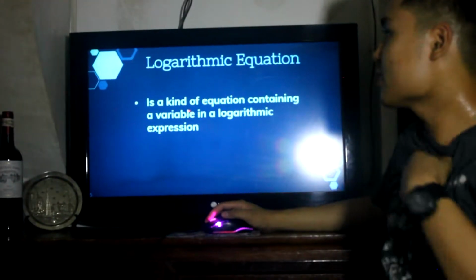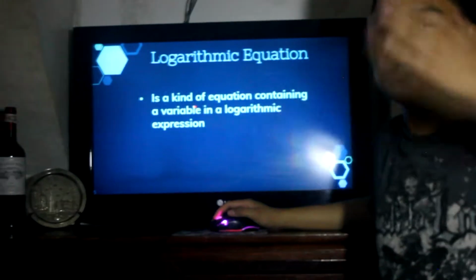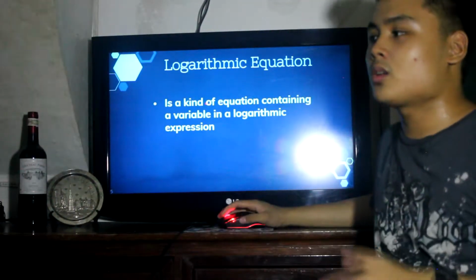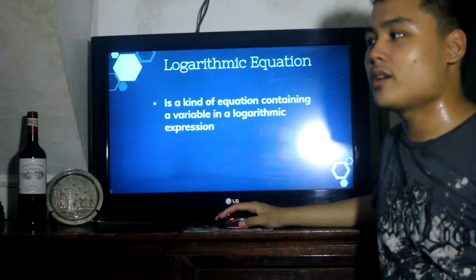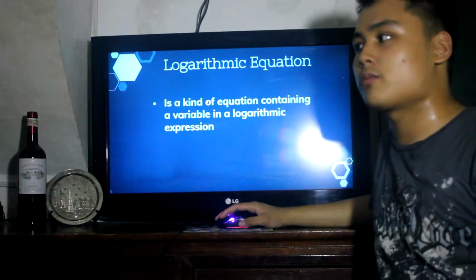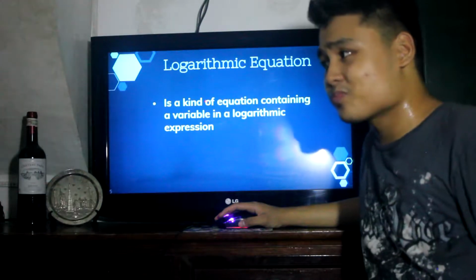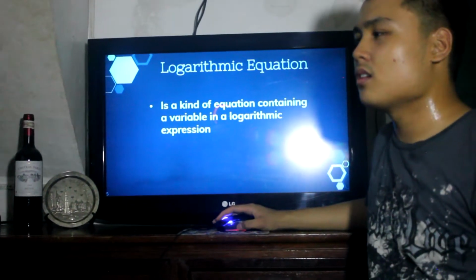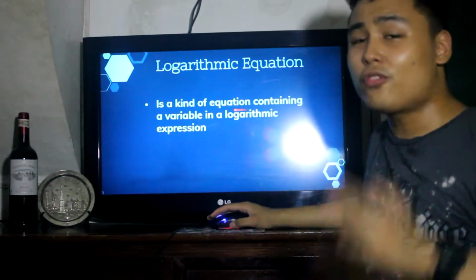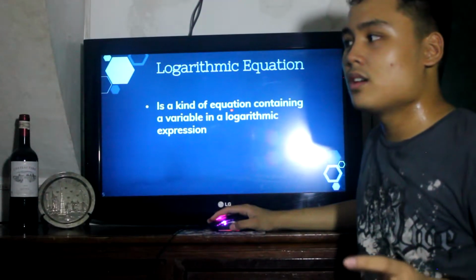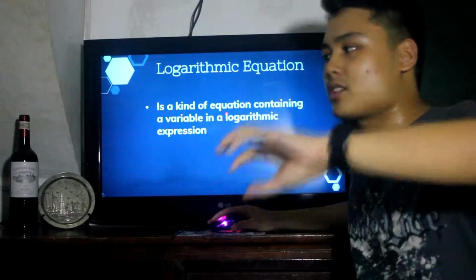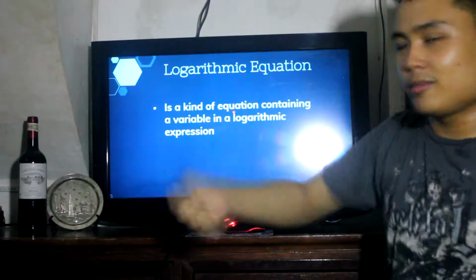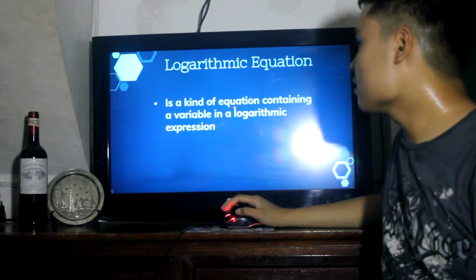So, another one is logarithm. Tapos na tayo sa exponential. Logarithmic equation naman. Ang logarithmic equation is a kind of equation na merong variable in a logarithmic expression. In other words, kapag yung variable is meron na sa logarithmic expression. So, let's try natin examples.